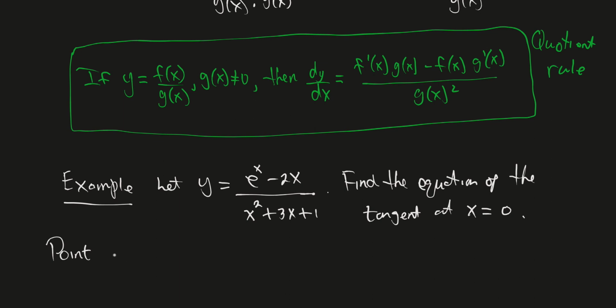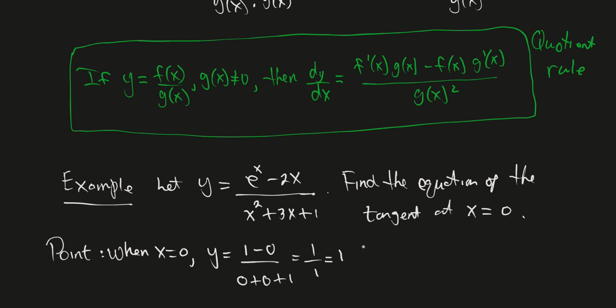So when x is equal to 0, y is equal to, well, let's evaluate this. E to the 0 is 1, and then minus 0, over 0 squared plus 3 times 0 plus 1. So I end up having 1 over 1, which is 1. So the tangent line passes through this point.